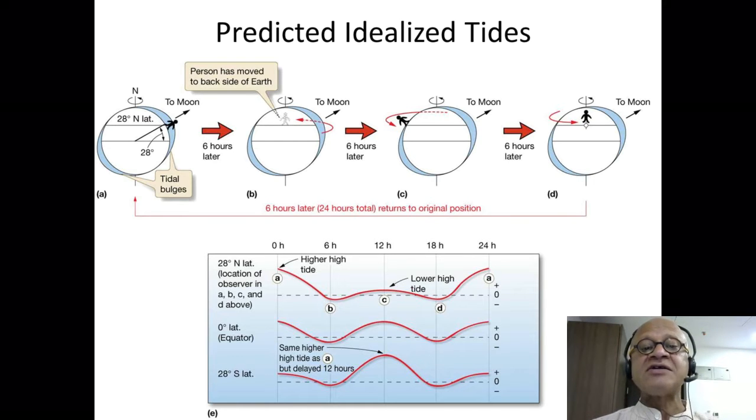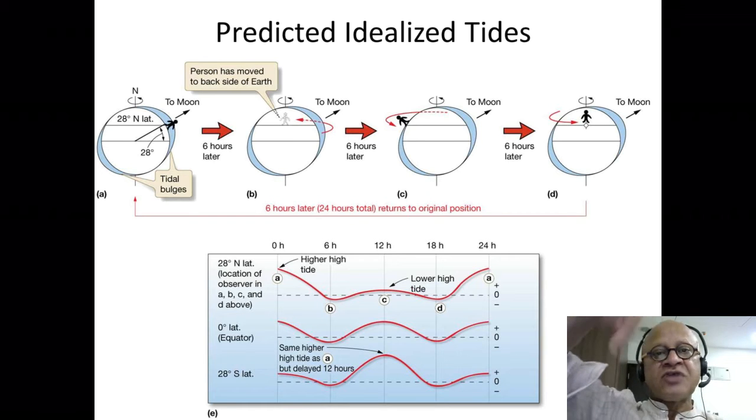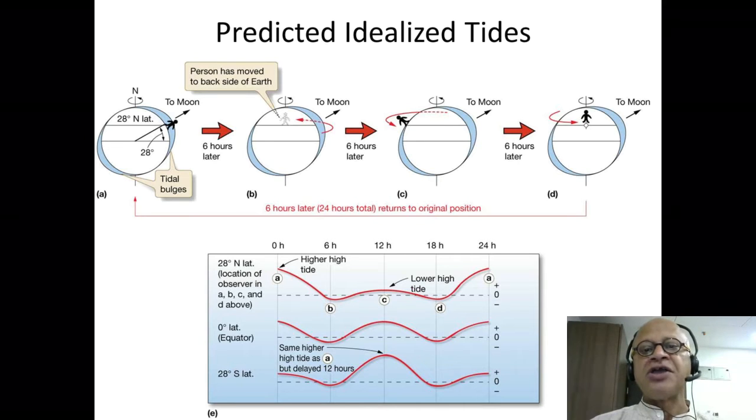6 hours later, Earth is rotating around its axis, so Gulab Singh is going to go out of this bulge behind. So the person has moved to the back side of the Earth. We know this person is Gulab Singh. And 6 hours after that, Gulab Singh is going to appear back on this side. Now he is out of the tidal bulge, which is maximum here, right? 6 hours later, he is here in front of us again.